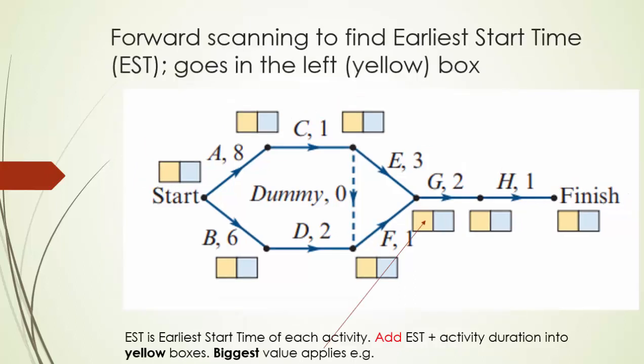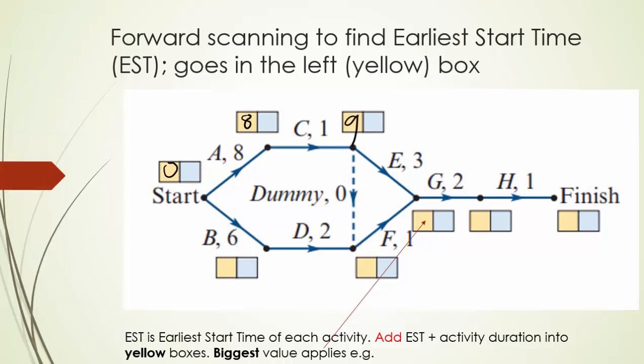Forward scanning involves finding the earliest start time that each activity has, and that number will go into the yellow box. Everything starts at 0. Looking at A first of all, because activity A takes 8 units of time, the earliest that C can start is 8. And the earliest that E can start is another one, which is 9.